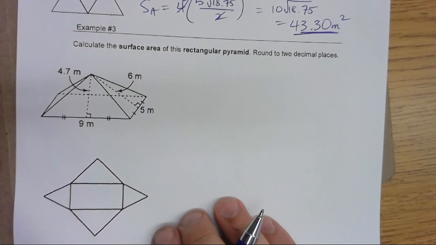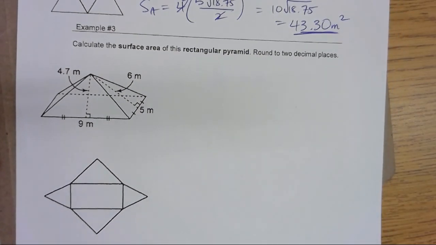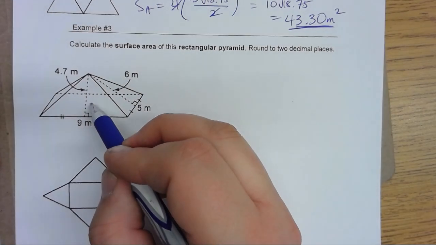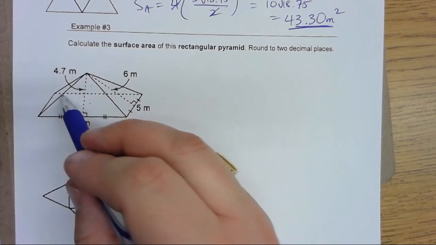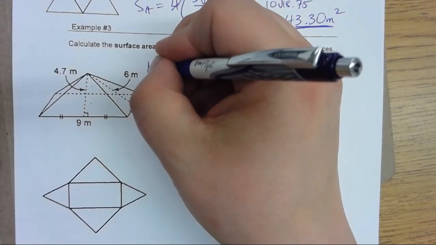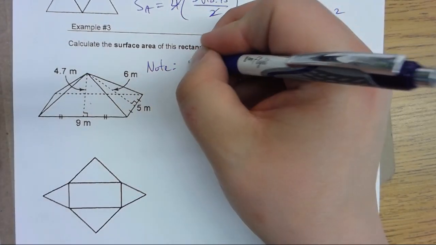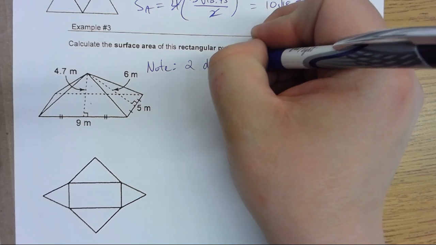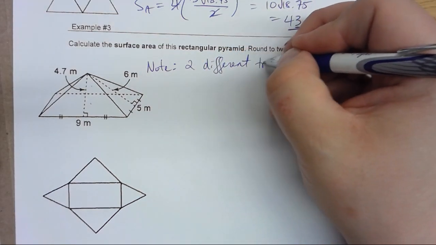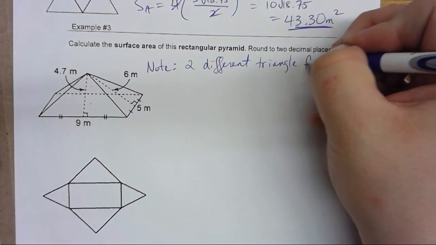So there's first a square base pyramid, now a triangular base pyramid. Now here's a rectangular base pyramid. Now the difference between the square and the rectangle is, of course, this front triangle and this back triangle are the same, but the left and right ones are different. So I'm going to write that down as a note. 2 different triangle faces.